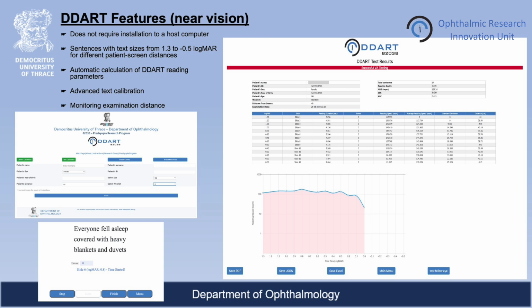DART for near vision does not require installation to a host computer and displays sentences with text sizes from 1.3 to minus 0.5 logMAR for different patient screen distances. It automatically calculates the DART reading parameters, providing advanced text calibration features and monitoring examination distance.